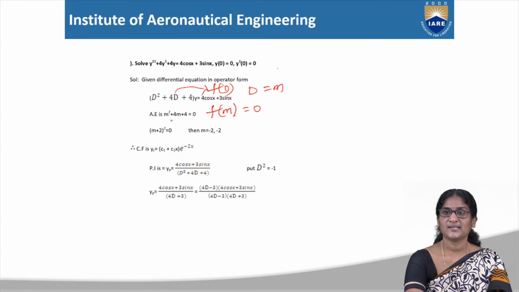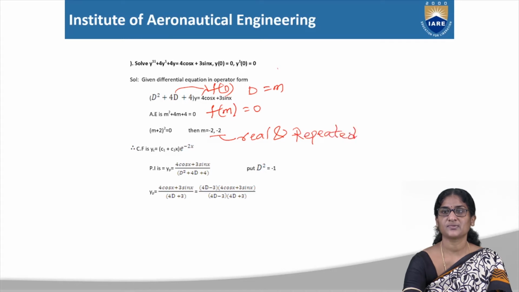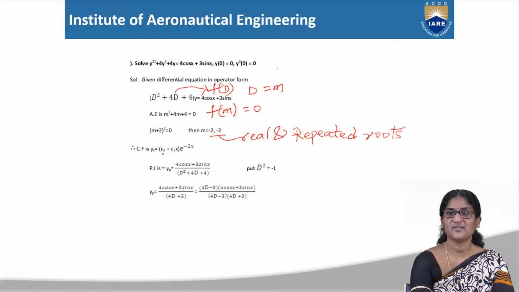Now it is in the form of a plus b whole square, which can be written as (m plus 2) whole square is equal to 0. There are two real and repeated roots. Now, the complementary function is (c1 plus c2 x) e power minus 2x.